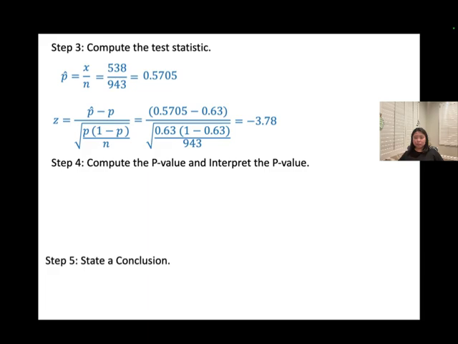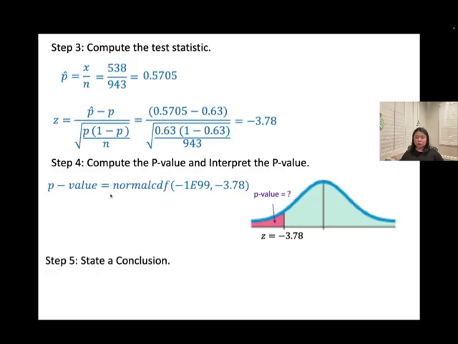And then we have the left tail test. So for the left tail test, the test statistic will be here, negative 3.78. Find out the p-value. The p-value will be the area of the left tail. So that will be normal CDF, lower value negative 1E99 and upper value negative 3.78. Okay? Use your calculator. You should get this number.